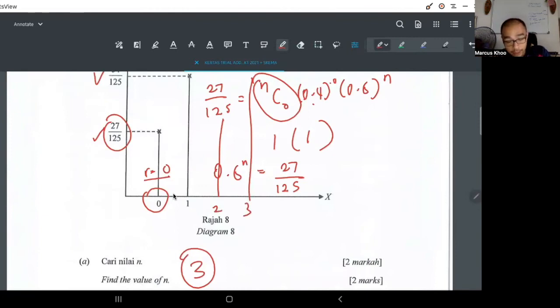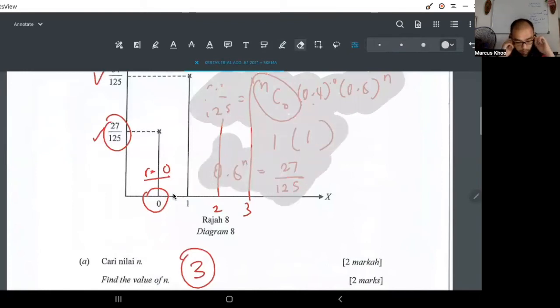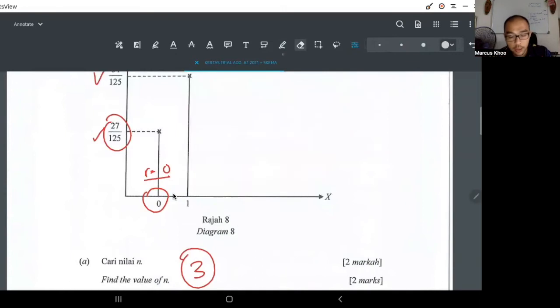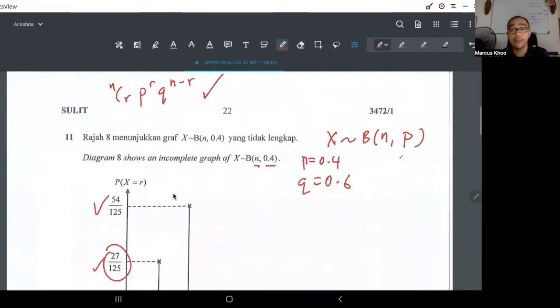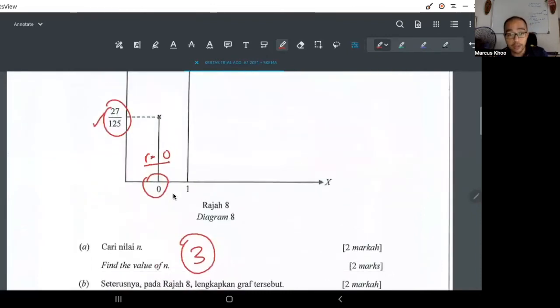the probability. Okay, hold on, let me rub this first. Okay, you need to find the value of the probability, which is you use the same one again, but now you know the n is 3. You change by using the different values of r. Okay, r is 2 and r is 3.